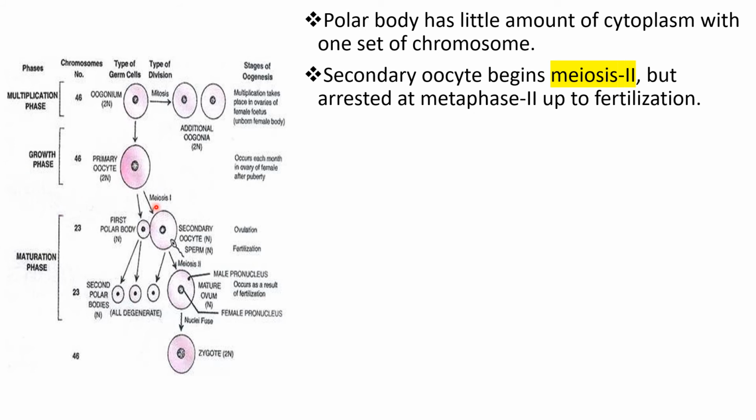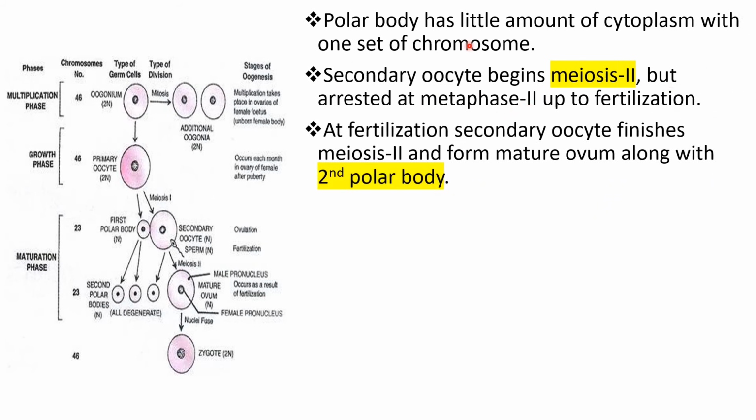Here, the secondary oocyte after its formation immediately starts meiosis-II, but this division does not continue to the end; in the middle it will be arrested. The phase at which meiosis-II is arrested is metaphase-II. When the male and female gametes, I mean sperm and secondary oocyte, fuse, the meiosis-II will be reopened and proceed further to complete.